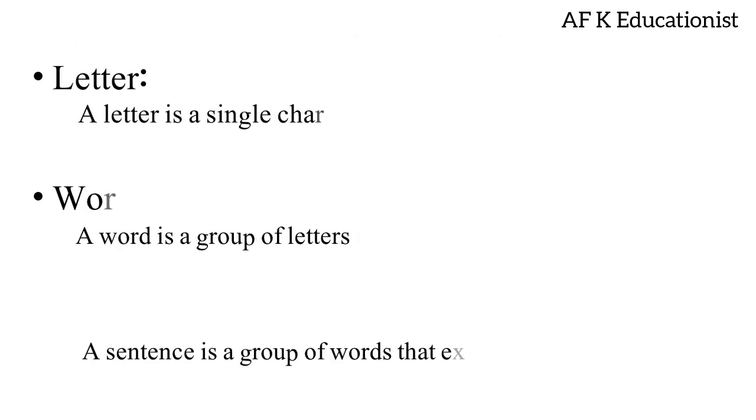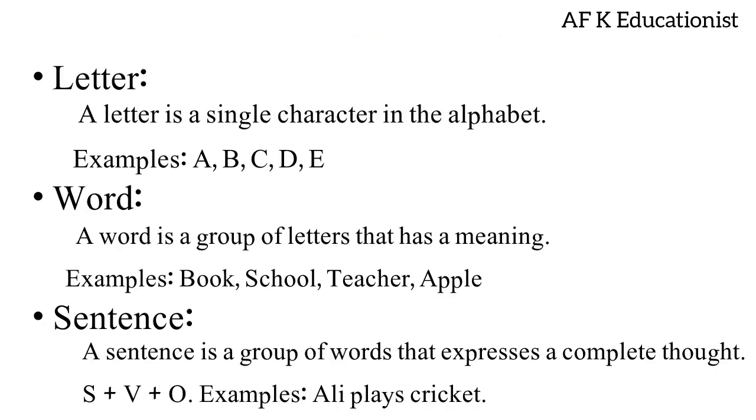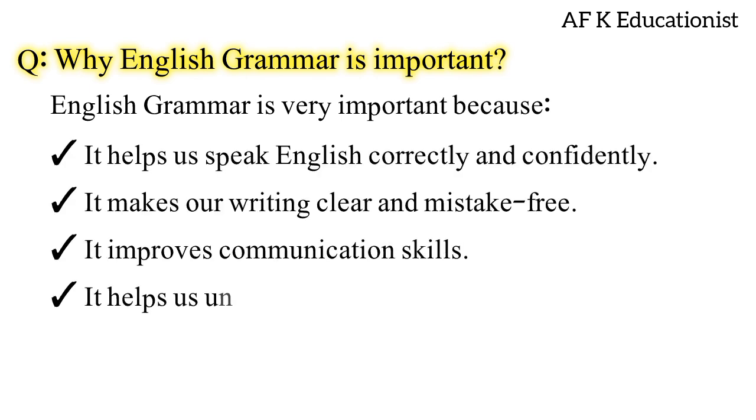A letter is a single character in the alphabet. Examples: A, B, C, D, E. A word is a group of letters that has a meaning. Examples: book, school, teacher, apple. A sentence is a group of words that expresses a complete thought. Formula: subject plus verb plus object. Example: Ali plays cricket.